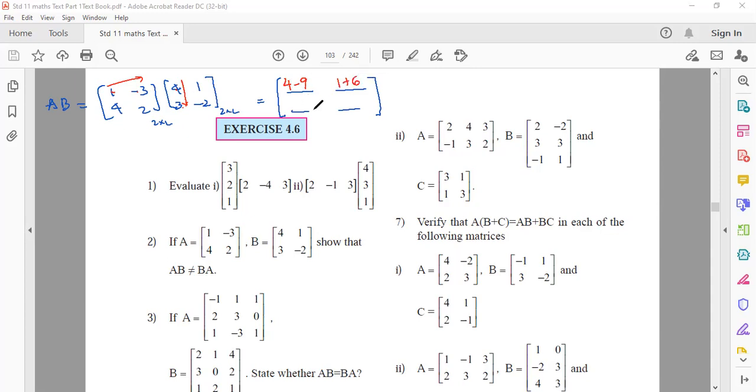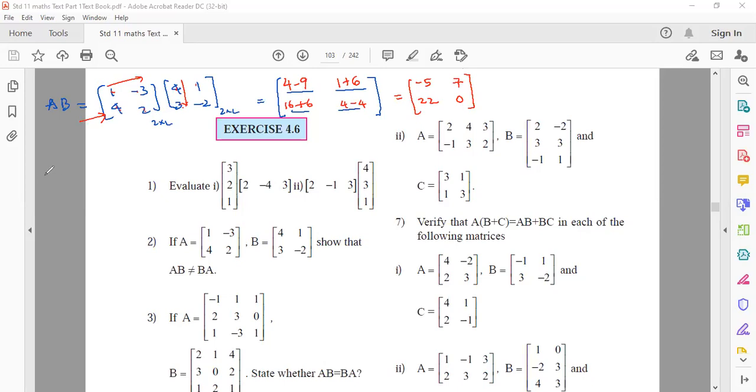Then you are moving to second row, so your multiplication numbers also go to the second row. Second row with first column. First with first, second with second: 16 plus 6. Then 4 minus 4. So your final answer is minus 5, 7, 22, and 0. This is AB.